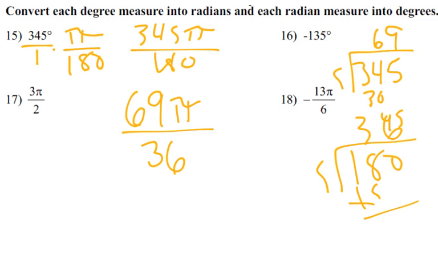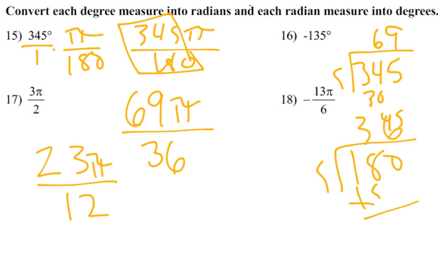Okay? Well, we can take 3 out of it, right? Divided by 3 would be 23 pi over 12. Can we reduce it further? I don't think so. So there we go. Okay? So it's as easy as that. You're just mainly, when you've got the degree and finding the radian, you do it that way.